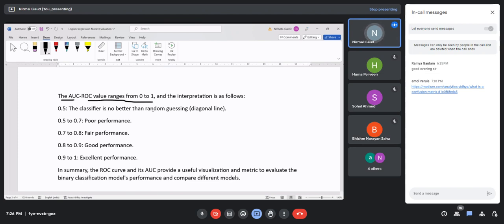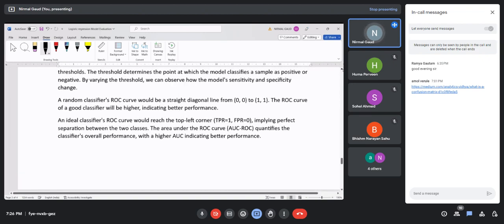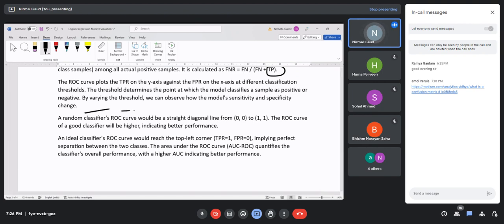If you include the area under the curve, it ranges from 0 to 1. AUC ROC is between 0 and 1. 0.5 means no better than random guessing, that is, there is a diagonal line. 0.5 to 0.7 poor performance, 0.7 to 0.8 fair performance, 0.8 to 0.9 good performance, 0.9 to 1 excellent. This is your AUC ROC curve value, it ranges between 0 and 1, and these are the interpretation results. Okay, so a random classifier ROC would be a straight diagonal line. So the ROC of a good classifier will be higher, indicating a better performance.